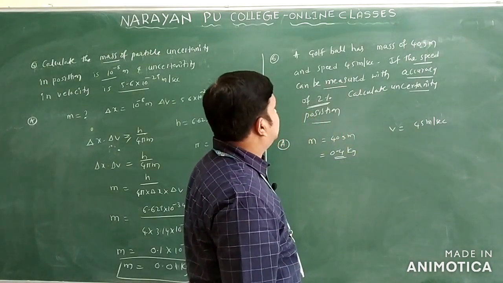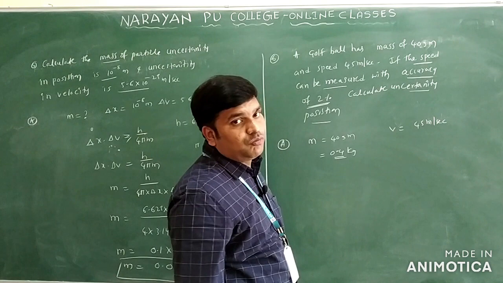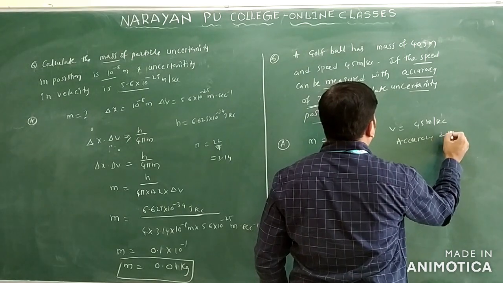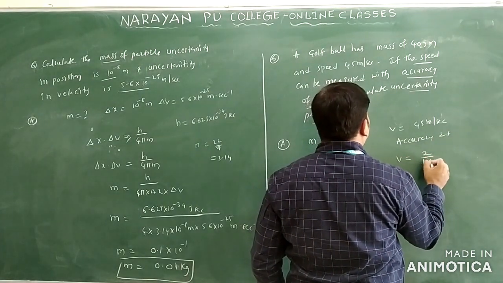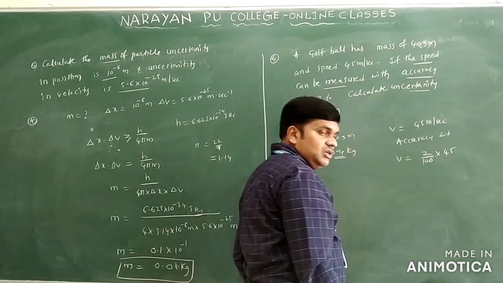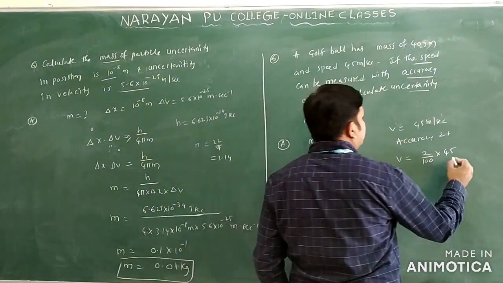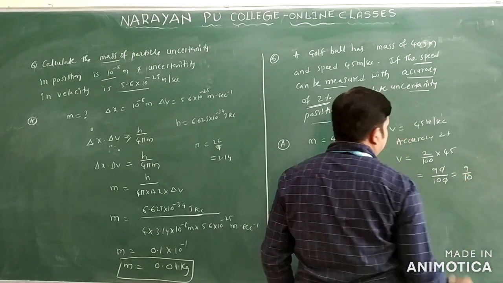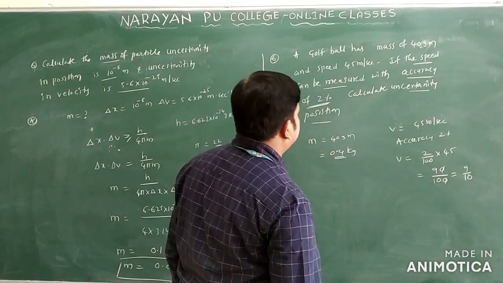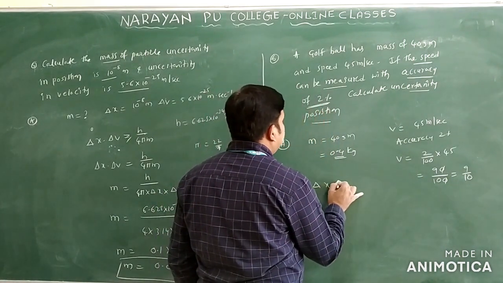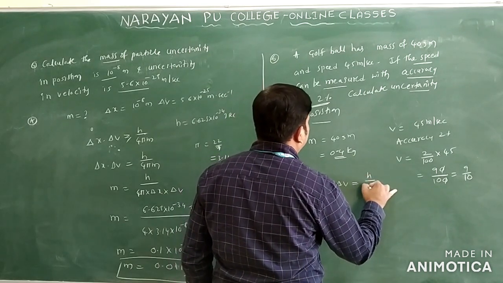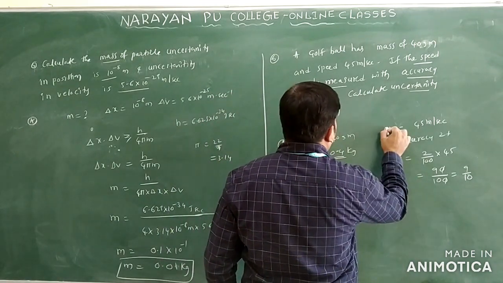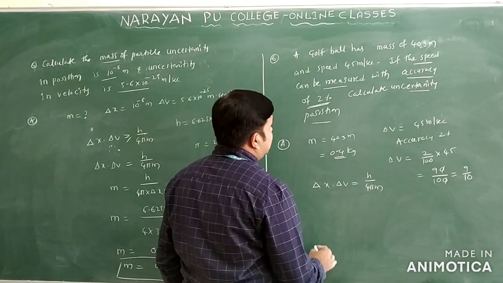If the speed can be measured with accuracy of 2%, so delta v is equal to 2 by 100 into 45. 2 into 45 is 90 by 100, which is 9 by 10. Clear? Mass is there, velocity is there. So what is the formula we have? Delta x into delta v is equal to h by 4 pi m. They are asking for uncertainty in position.